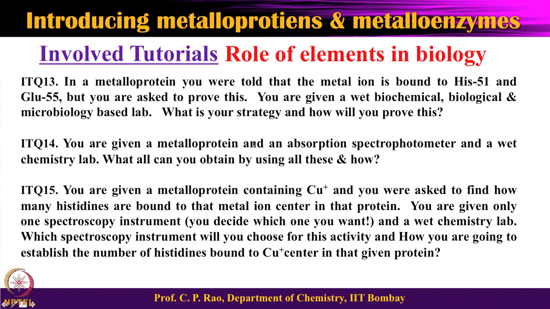Okay, you are given a metalloprotein, an absorption spectrophotometer and a wet chemistry lab. What all can you obtain by using these, and how? If you are given a metalloprotein, you can remove the metal ion, add the metal ion, add different ligands, and study the absorption spectrum. You can also remove that metal ion, keep adding other metal ions and look at the change in the absorption spectrum, even as a function of concentration or pH. Then you can establish whether they are binding or not binding, and whether they are binding in an octahedral center or a tetrahedral center. All of this information can be obtained from these.